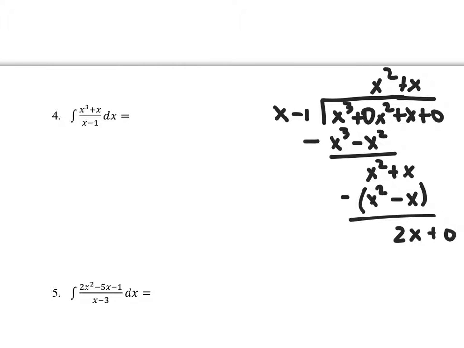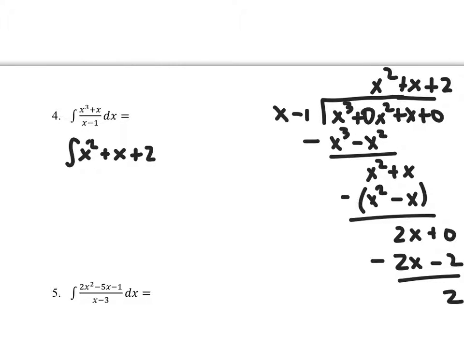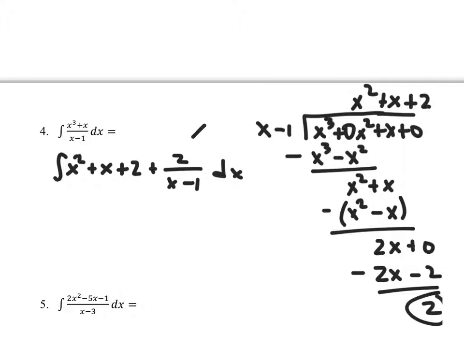Okay, so how many times does x go into 2x? It goes in twice. I get 2x minus 2. So it looks like I'm going to have a remainder of 2. So this integral would be the integral of x squared plus x plus 2 plus 2 over x minus 1 dx. Alright, this 2 is the final 2 right here.